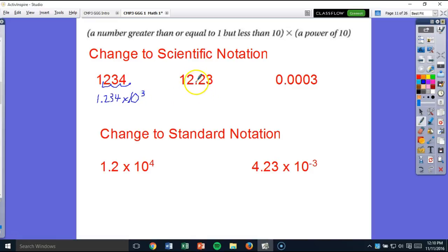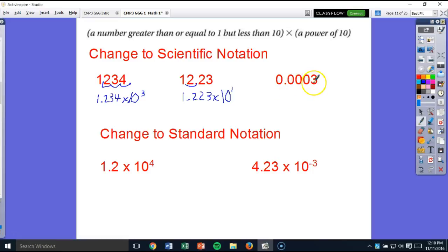Now let's take 12.23. 12 is larger than 10, so we need to move our decimal over one spot, and we wind up getting 1.223 times 10 to the first. Okay. What about this one?